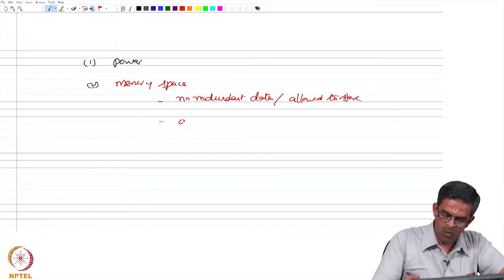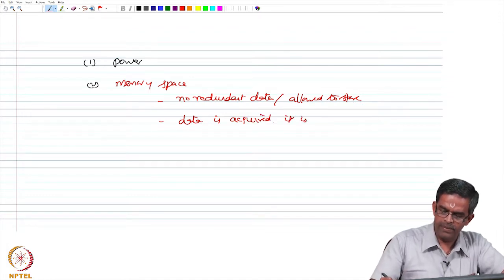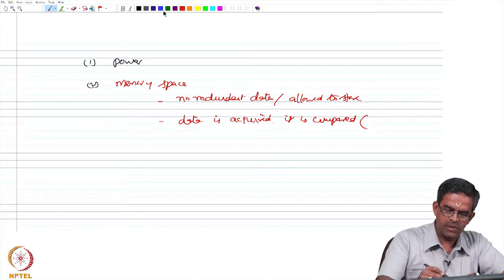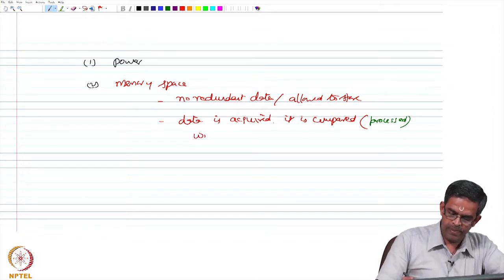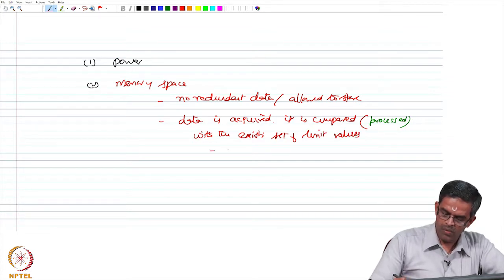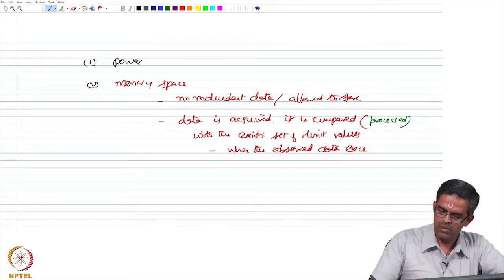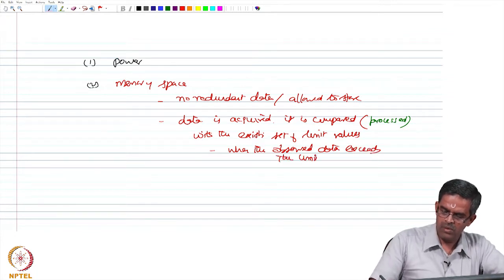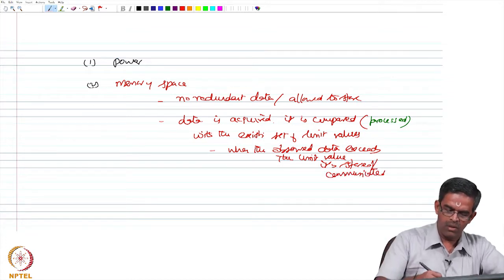So, once the data is acquired, it is compared. So, I should use the word processed with the existing set of limit values. Okay. When the observed data exceeds the value, it is stored and communicated. So, that is how you can have a control on the memory space.